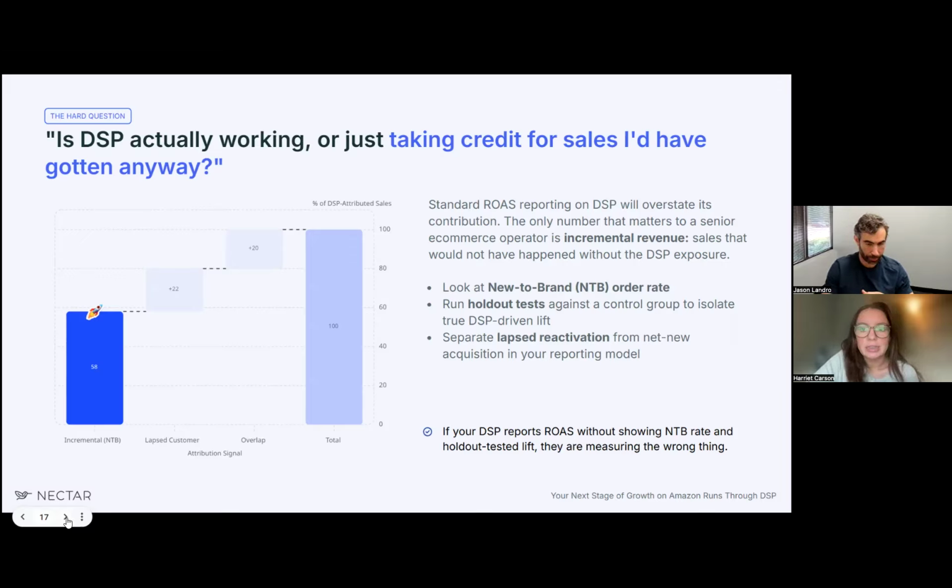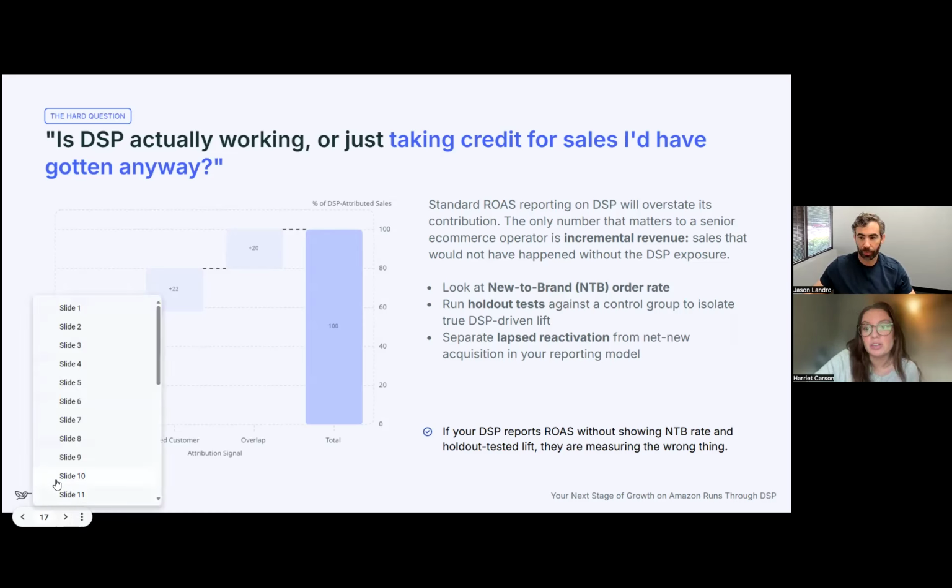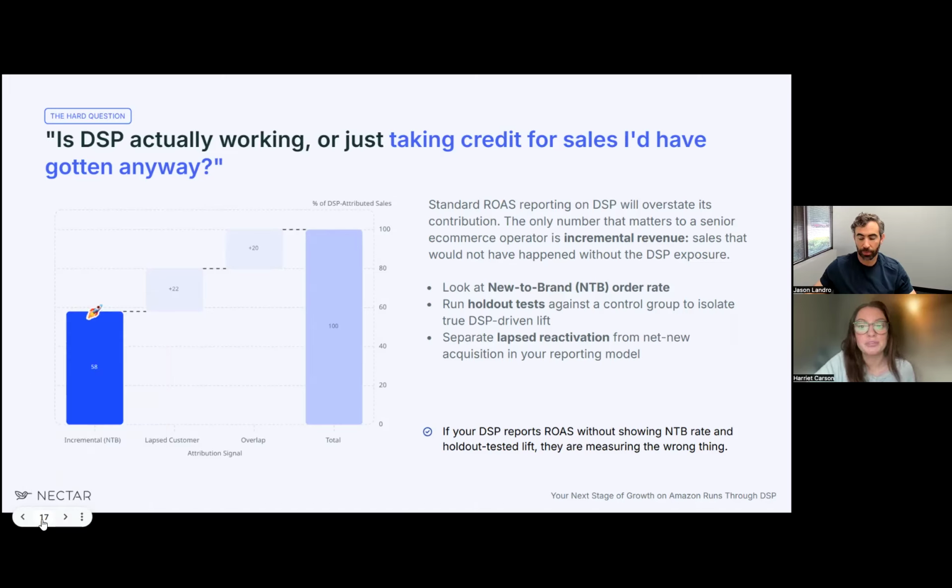That's why we focus on incrementality. We look at new to brand rate. We can run holdout tests. We separate previous customers from completely new acquisition. We look at, has the branded conversion rate increased? Or if you have abandoned cart ads, has your abandoned cart rate decreased, right?